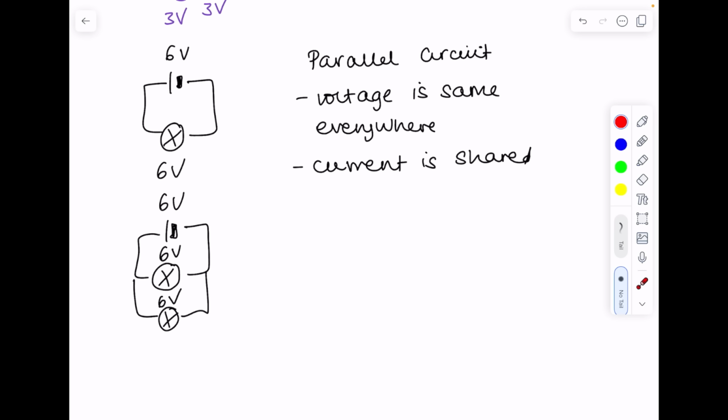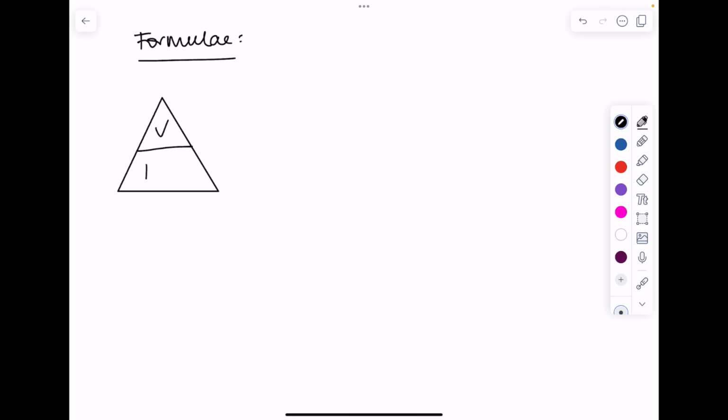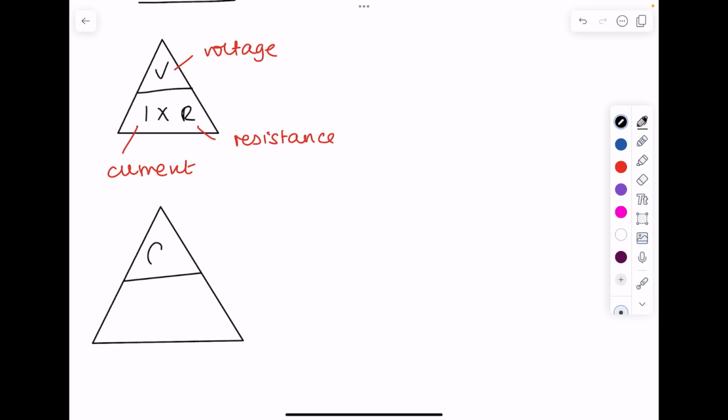One advantage, however, is if one of these components fails, there's another path for the electrons to flow around, so the other bulb will still work. We've looked at this formula triangle, so I won't repeat myself there. Let's look at a couple of extra formulae.